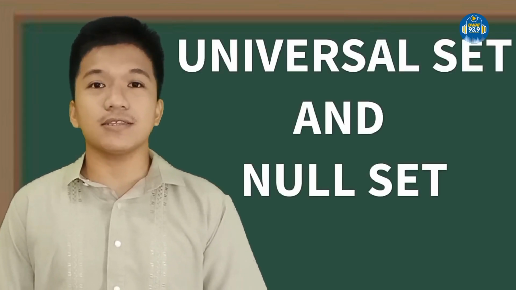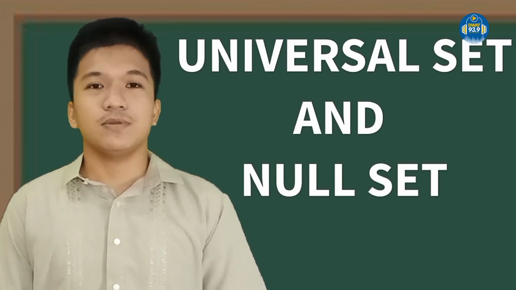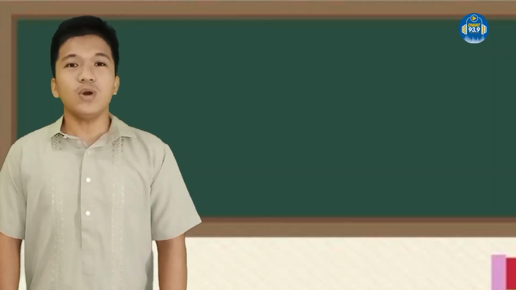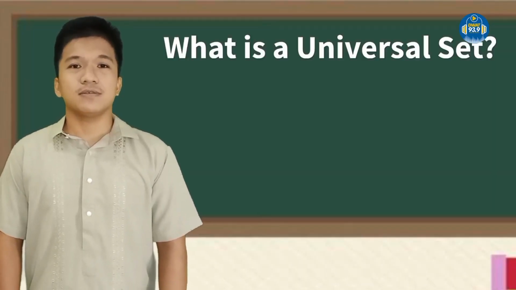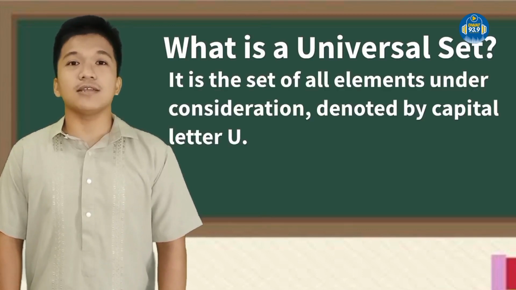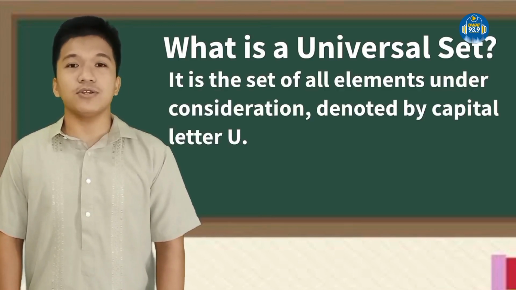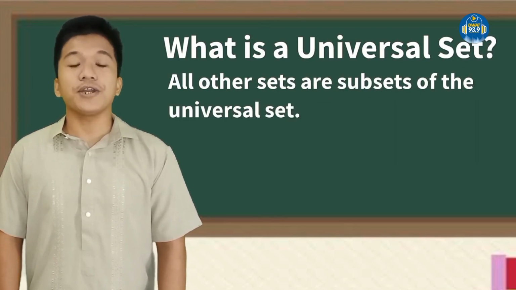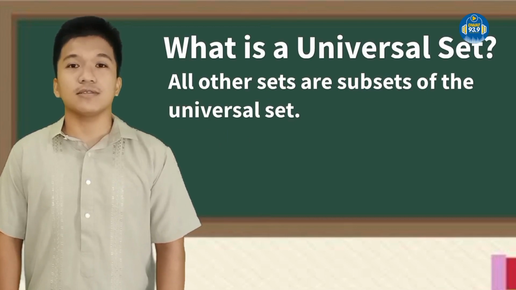We are already done with well-defined sets and subsets. So let us know more about universal sets and null set. What is a universal set? A universal set is the set of all elements under consideration, denoted by capital letter U. All other sets are subsets of the universal set.